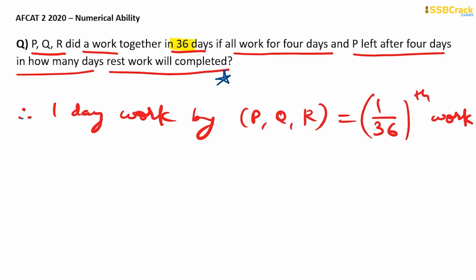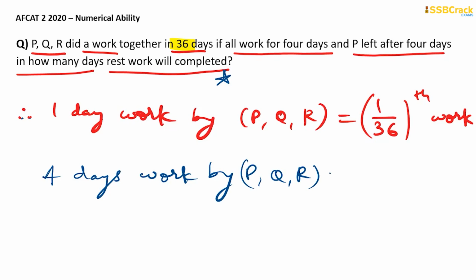This you know, and you know that they are working for how many days? 4 days. So we shall write the 4 days work by all 3 together, that is P, Q and R. The 3 persons PQR will do 4 by 36, right? So it will be 1 by 9th part of work that will be done.